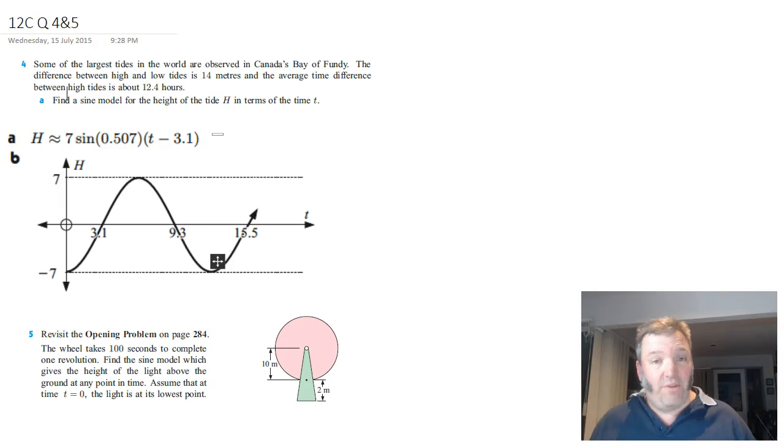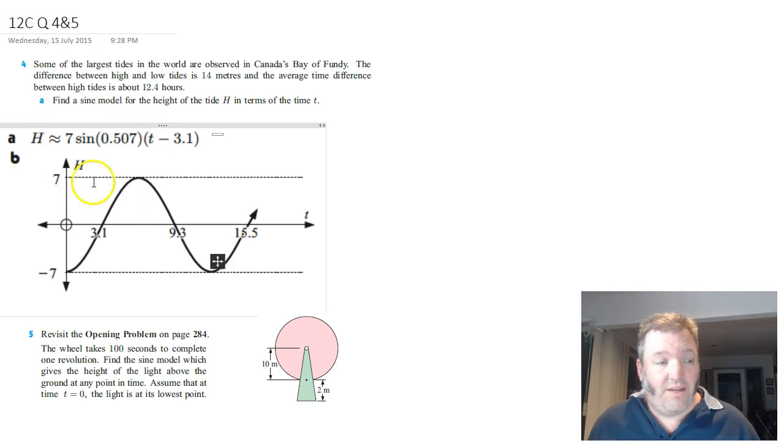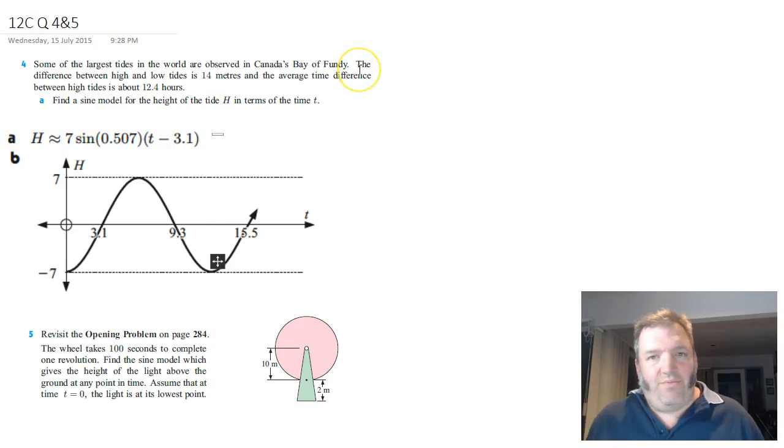Alright, some things we can do here, some things we can't. Their answer you'll see is underneath here, and they've given 7 sine 0.507 bracket t minus 3.1. How did they come up with that? First problem we've got is they don't tell us at any stage what the lowest point is, what the highest point is, the mean height, tide height is.